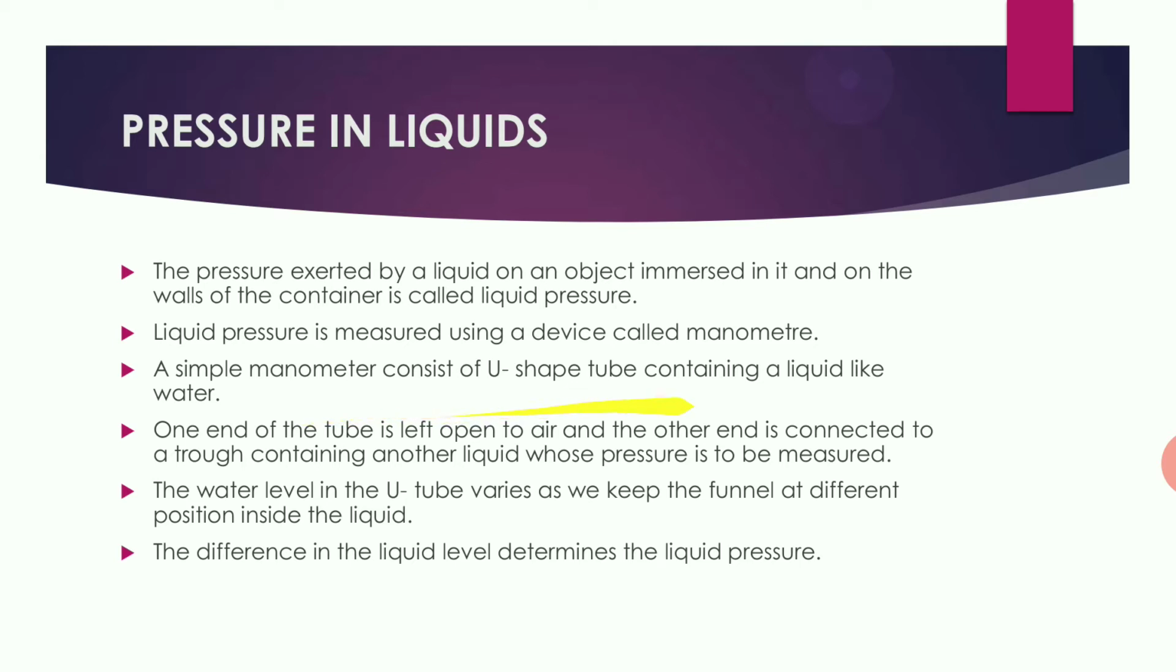A simple manometer is nothing but a U-shaped tube containing a liquid like water. One end of the tube is kept open to the air and the other end is connected to a rubber tube. This rubber tube is placed into the liquid whose pressure has to be measured.